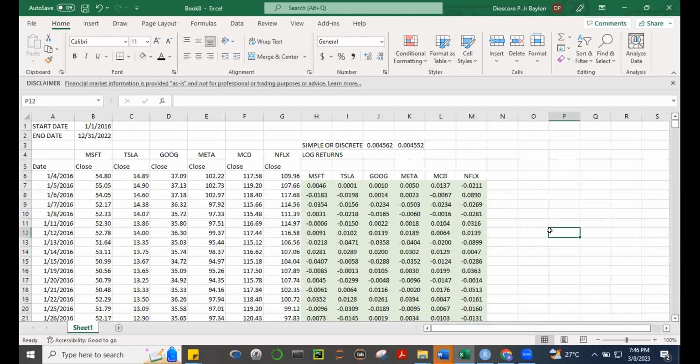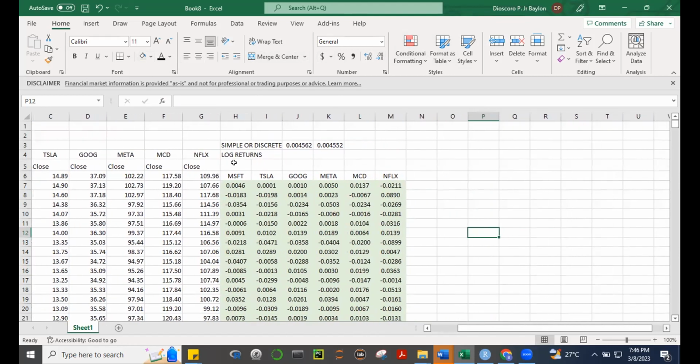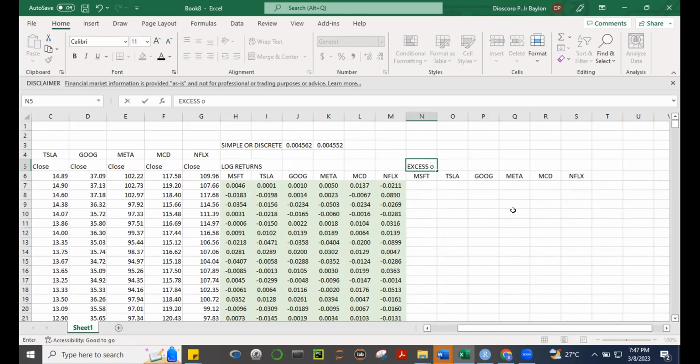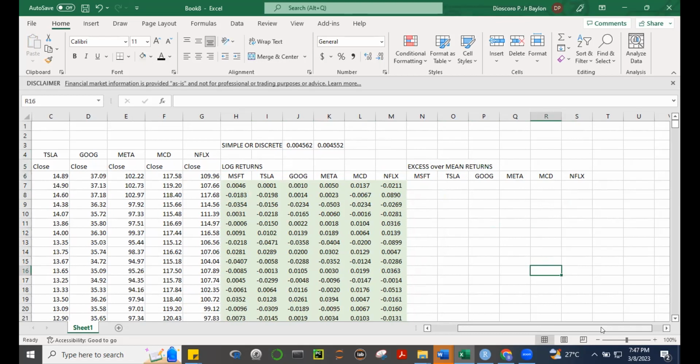Okay. Any questions? No questions? All right. Okay, let me copy this, Control C, Control V. We will be computing later yung excess returns. So this is your log returns. We'll call it excess over mean returns. Yung excess ng returns niya, excess over the mean. So which means we have to compute for the mean first. Okay? So let's compute for the mean.